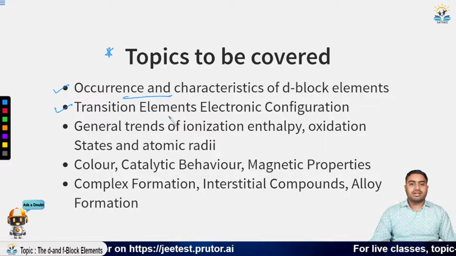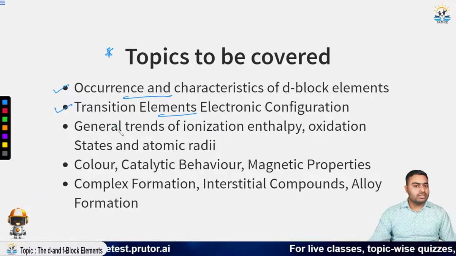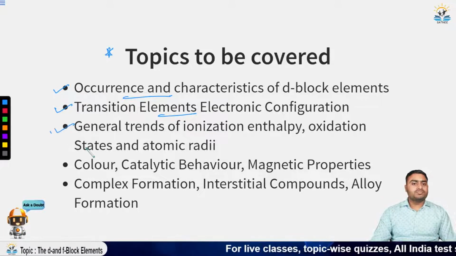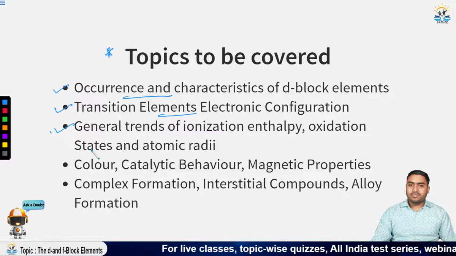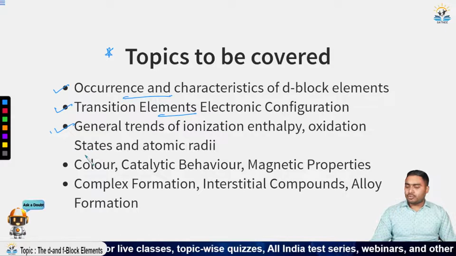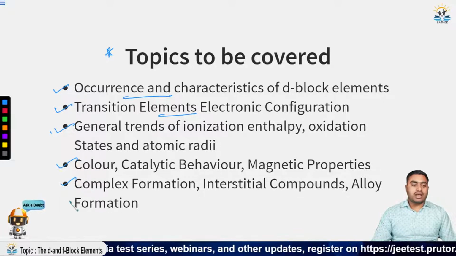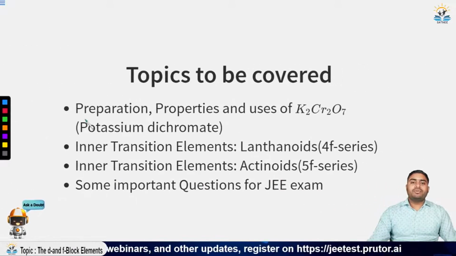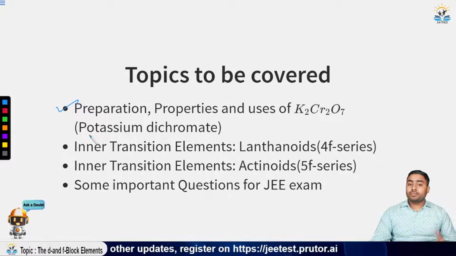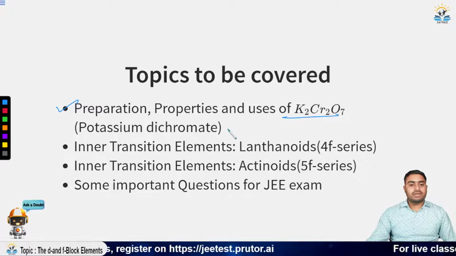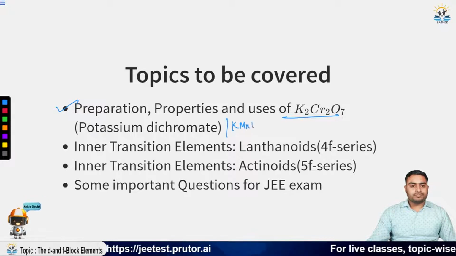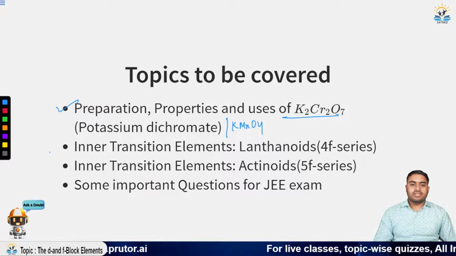Then we will be covering transition elements, electronic configuration, general electronic configuration, general trends of ionization enthalpy, oxidation state and atomic radii, color, catalytic behavior, magnetic properties, complex formation, interstitial compounds and alloys formation. After that, we will be discussing preparation, properties and uses of K2Cr2O7 and KMnO4, potassium dichromate and potassium permanganate. Both we will be discussing.